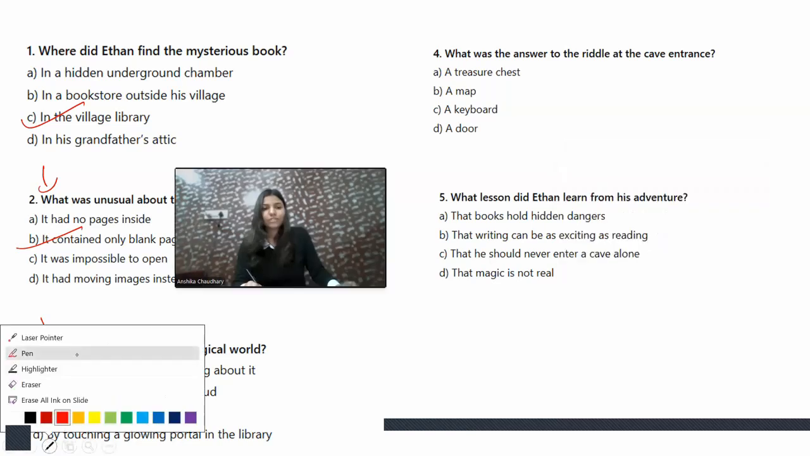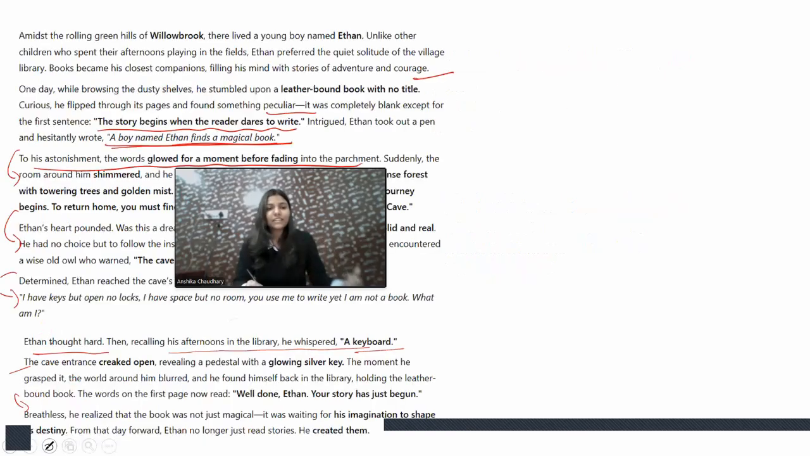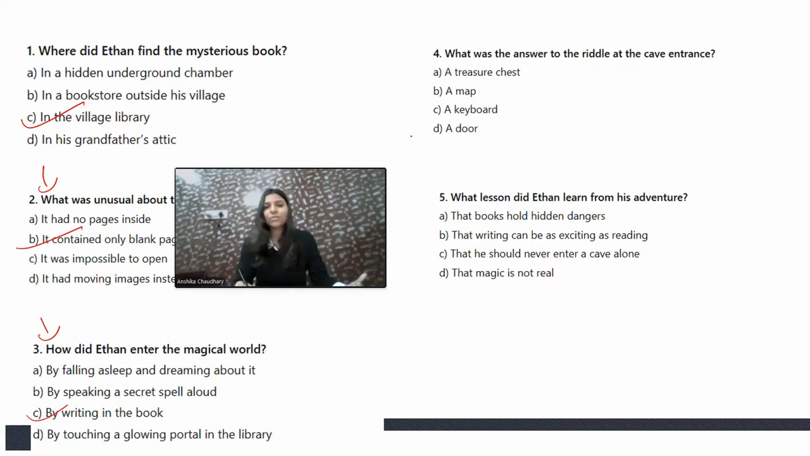Okay, let's move further on the fourth question. Okay, what was the answer to the riddle at the cave entrance? So I said that this is kind of a riddle, and the answer is a keyboard, right? Then the cave was opened, etc. So keyboard was the answer. So it was quite easy only.